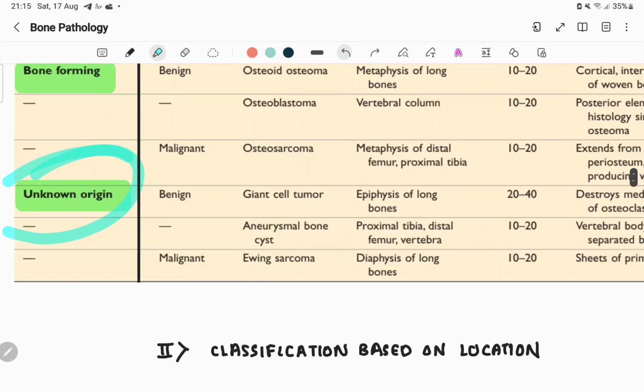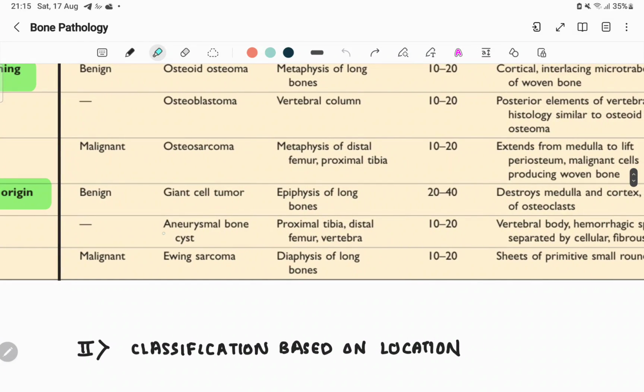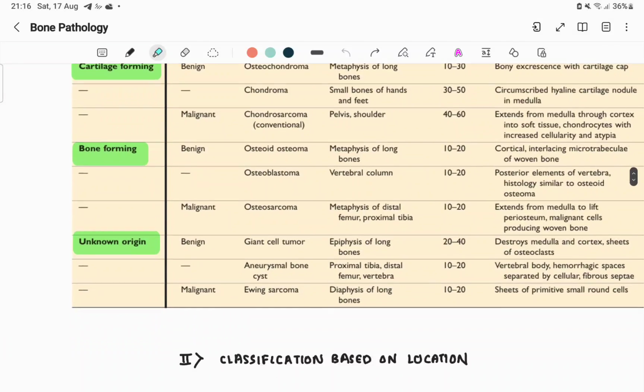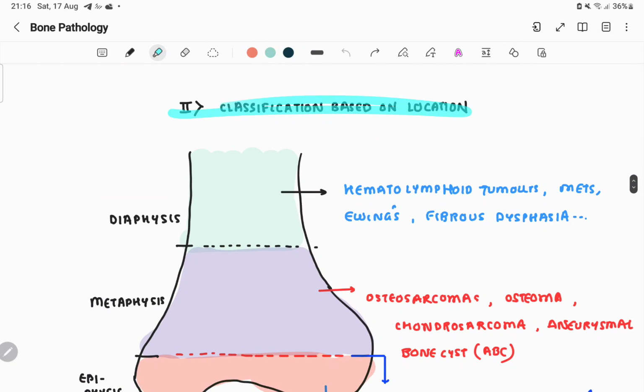And tumors of unknown origin, we have giant cell tumor. Giant cell tumor will affect the epiphysis of long bones. You can remember it like this: giant means epiphysis of long bones, giant, long, same type of words. Aneurysmal bone cyst will affect the proximal tibia, distal femur and vertebrae. And the malignant counterpart, we have Ewing sarcoma, that will affect the diaphysis of long bones. Done.